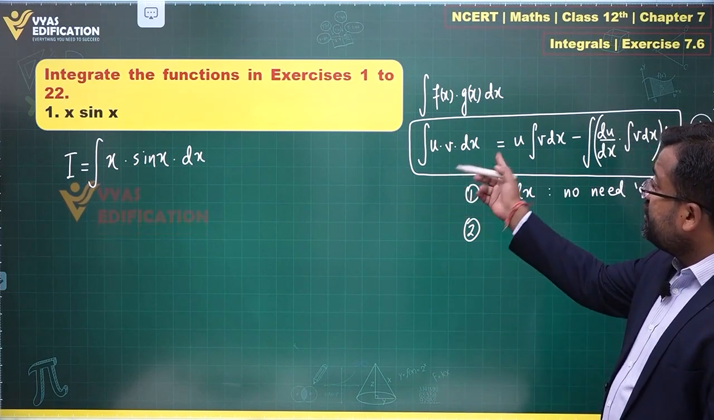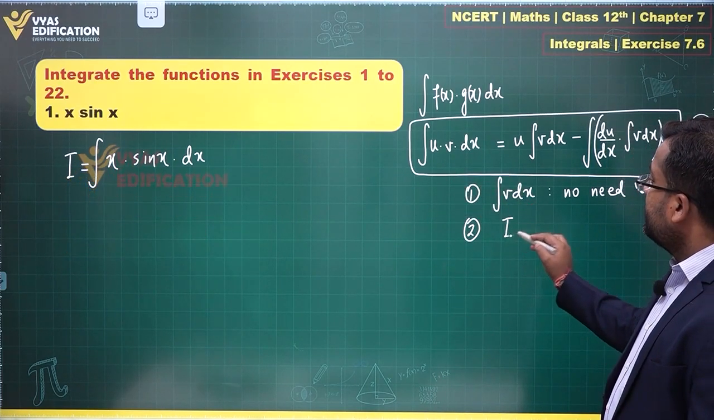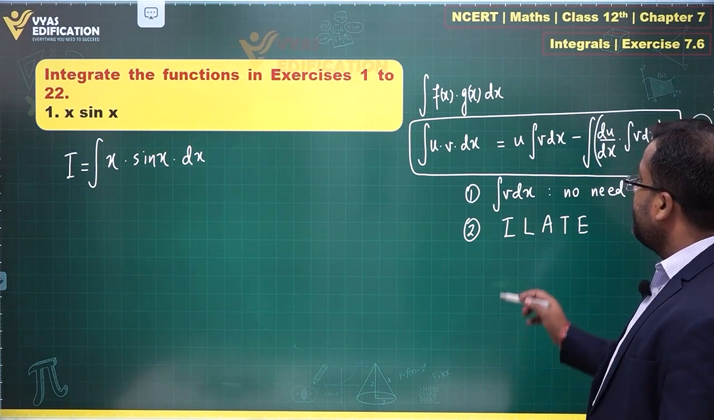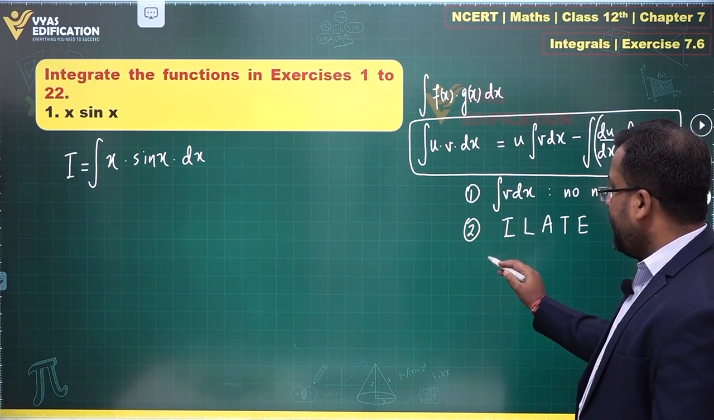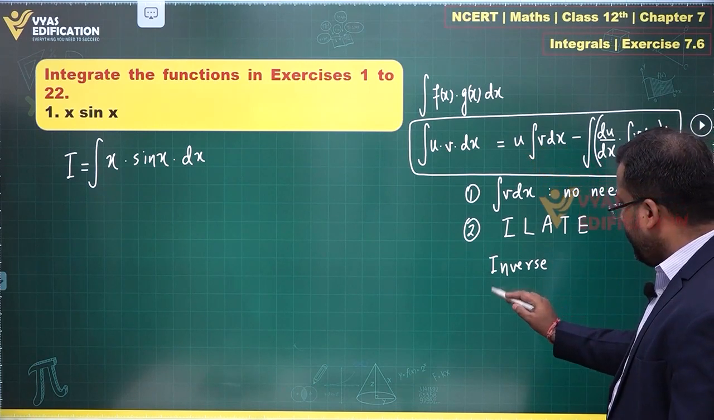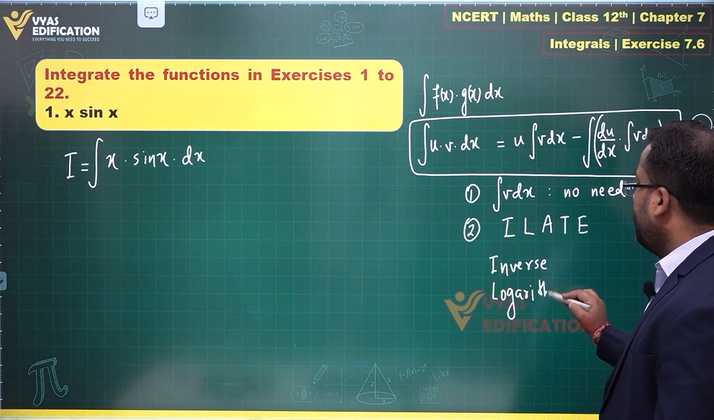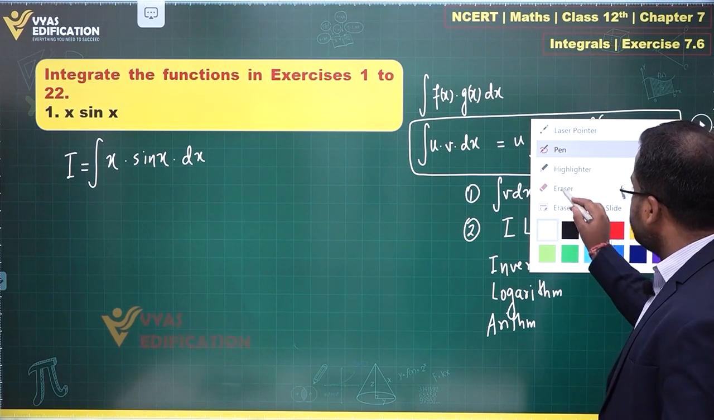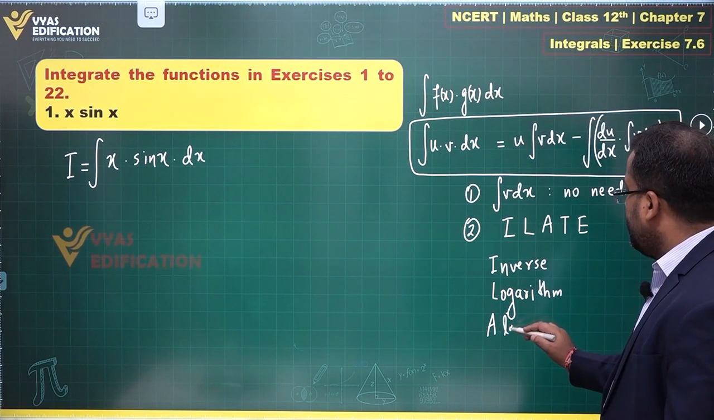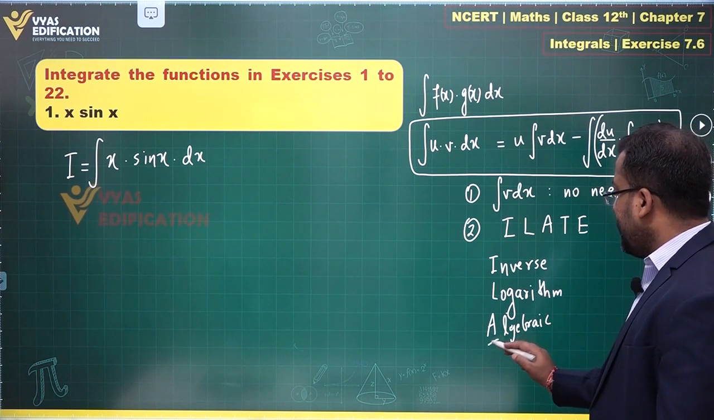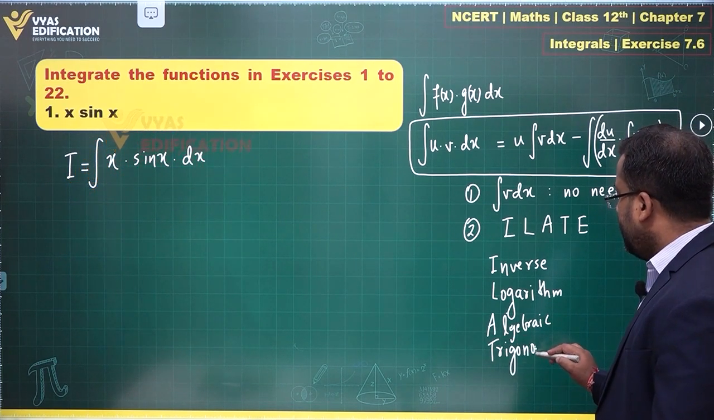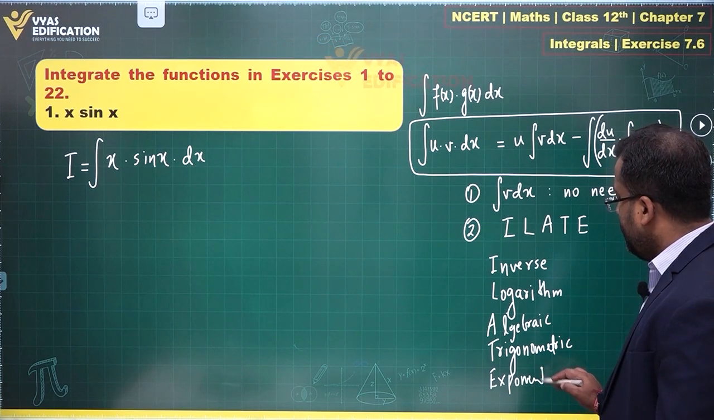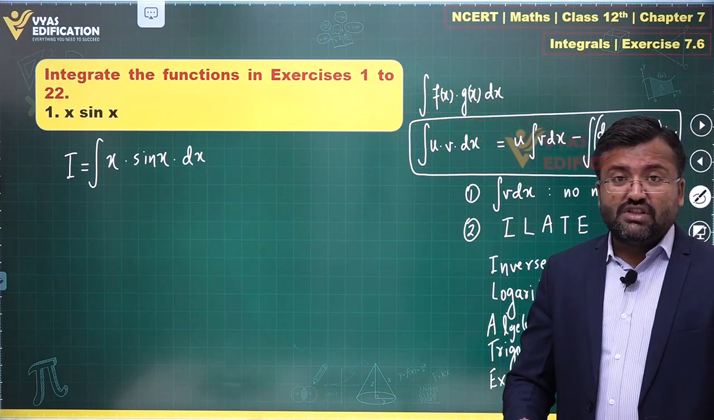The second thing is the choice of u and v. How do we decide that? There's a rule for that. This particular rule has been missed in the NCERT, but I'll have to explain it. I stands for inverse, L stands for logarithmic, A stands for algebraic, basically, not arithmetic, algebraic, T stands for trigonometric, and E stands for exponential. This is how you choose the functions u and v.